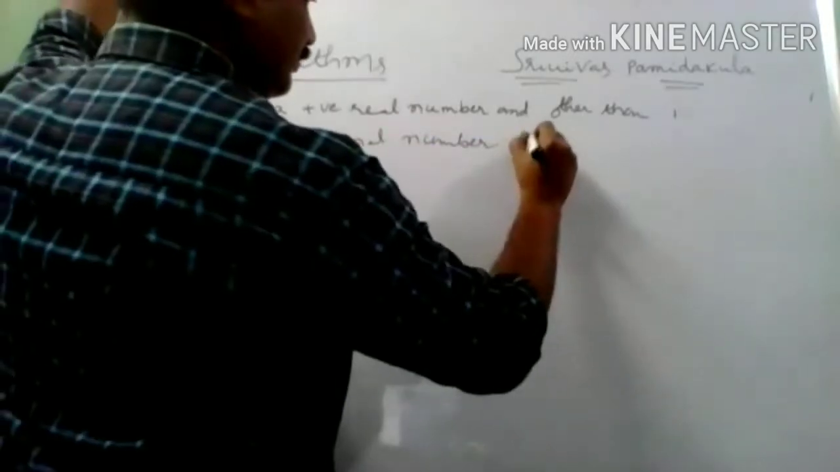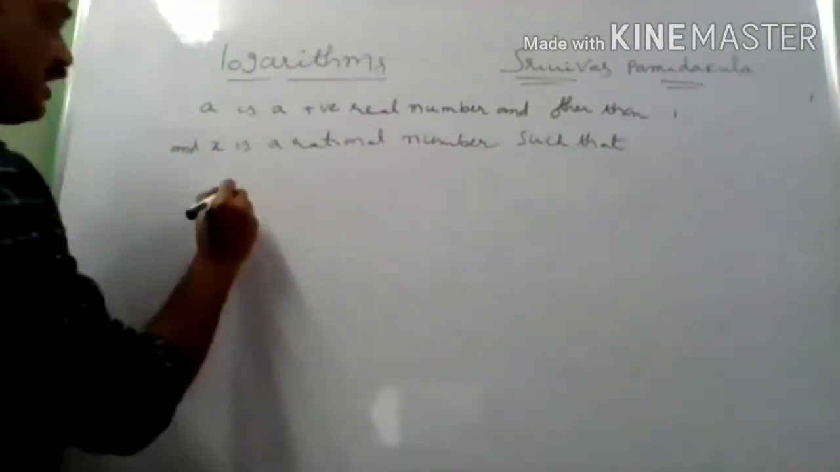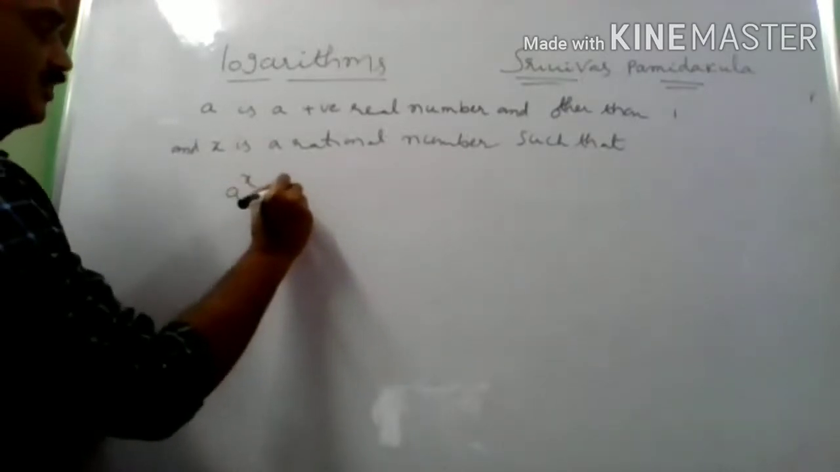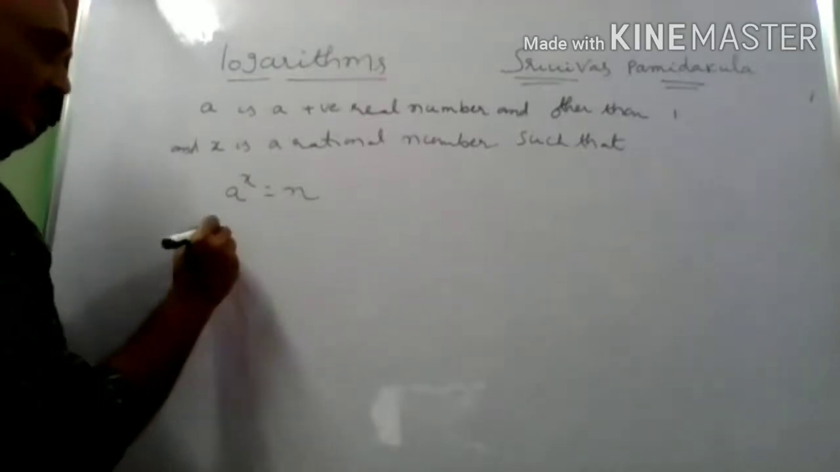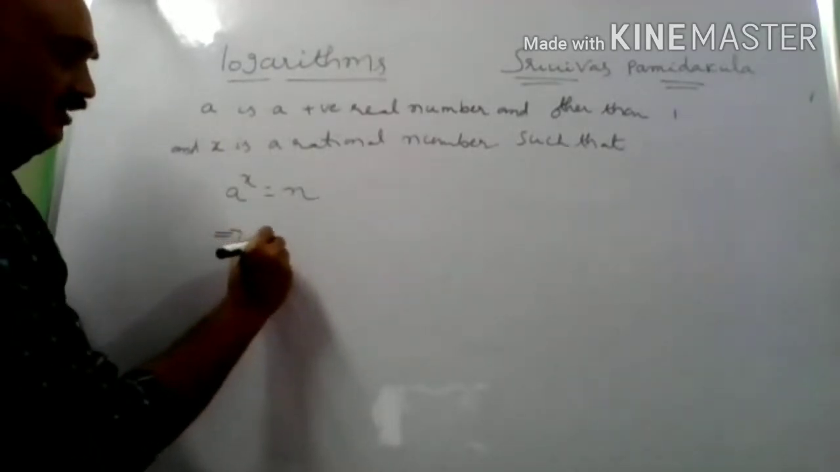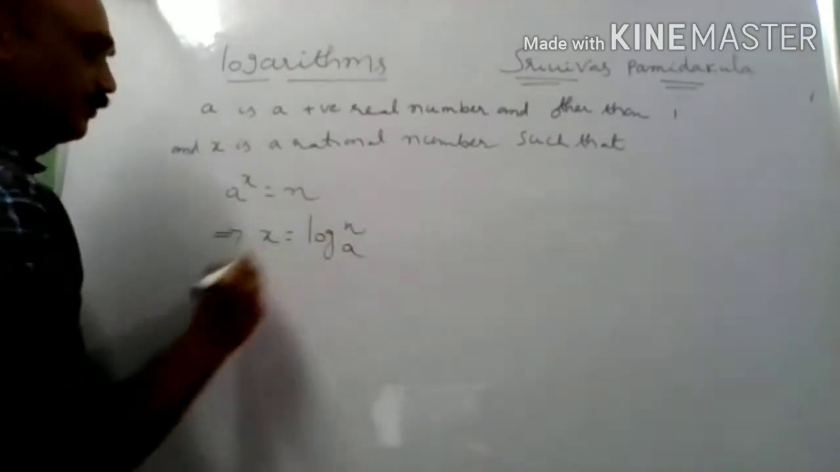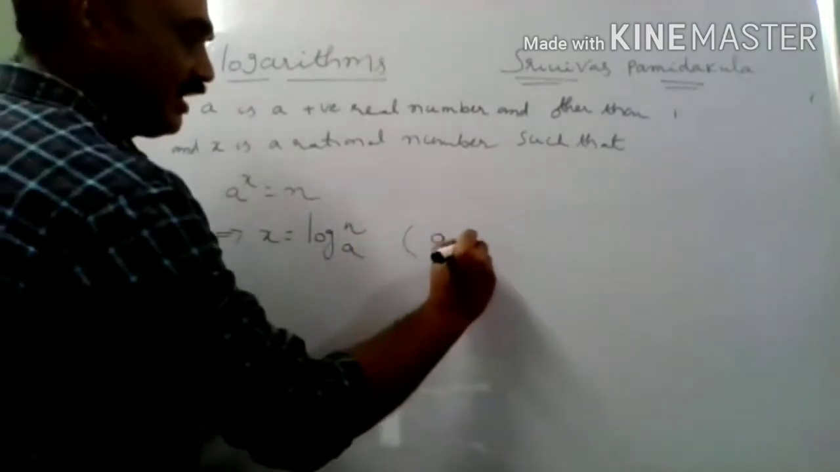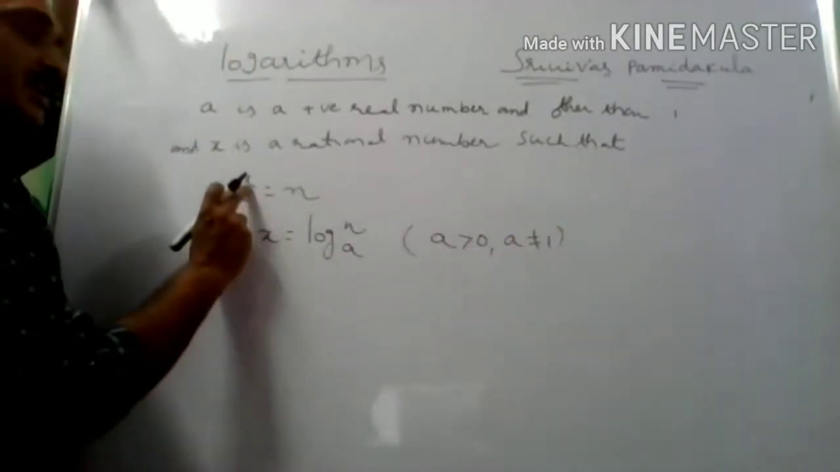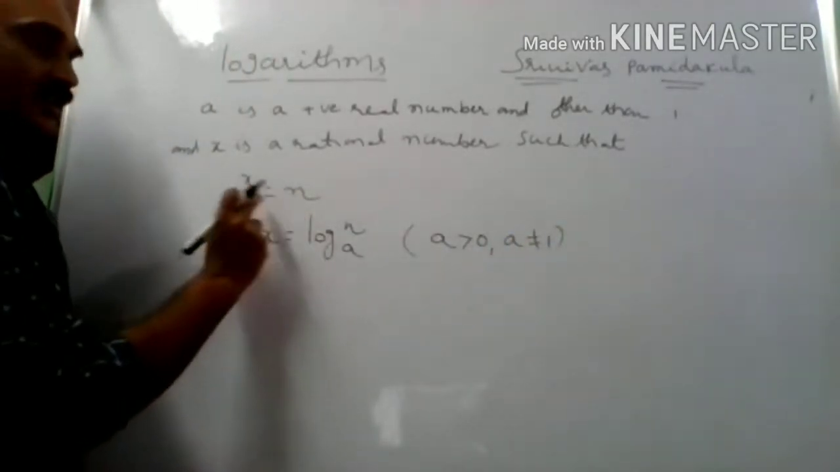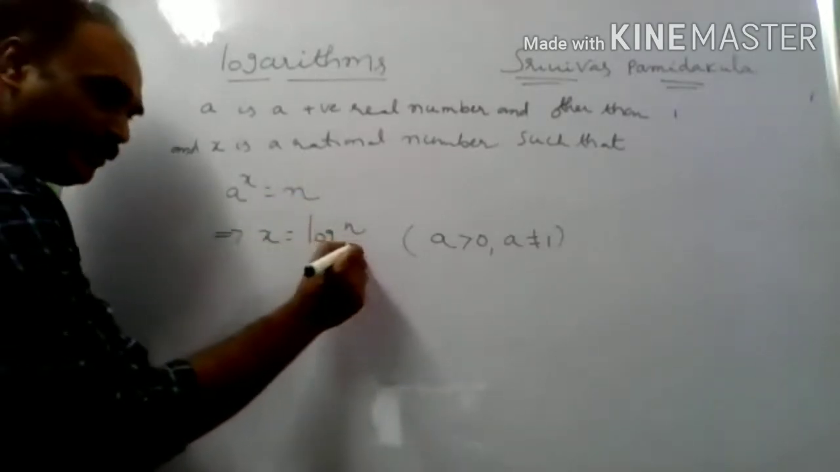Such that a power x is equal to n. Then x is equal to logarithm of n to the base a, where a is greater than 0 and a is not equal to 1. So, a power x is equal to n, x is equal to log n to the base a.